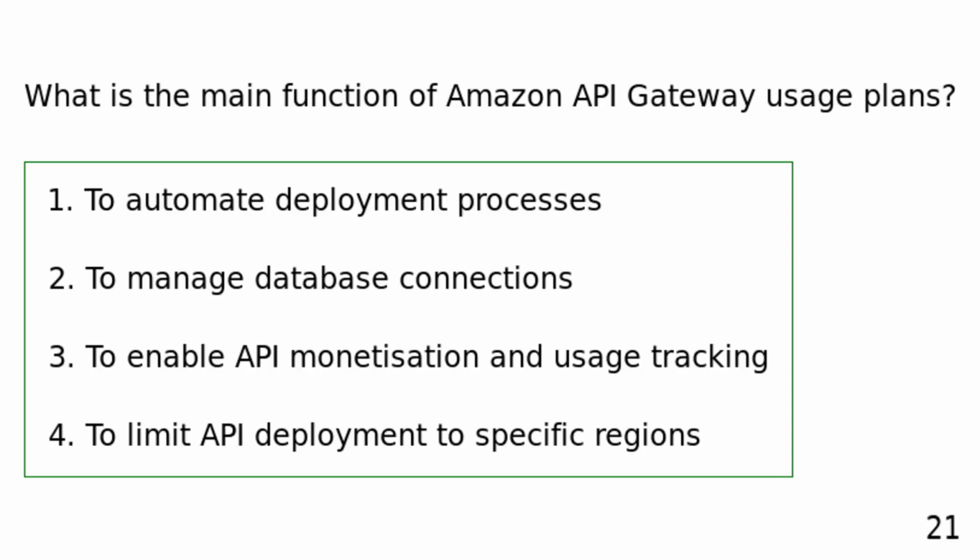What is the main function of Amazon API Gateway usage plans? To automate deployment processes. To manage database connections. To enable API monetization and usage tracking. To limit API deployment to specific regions.